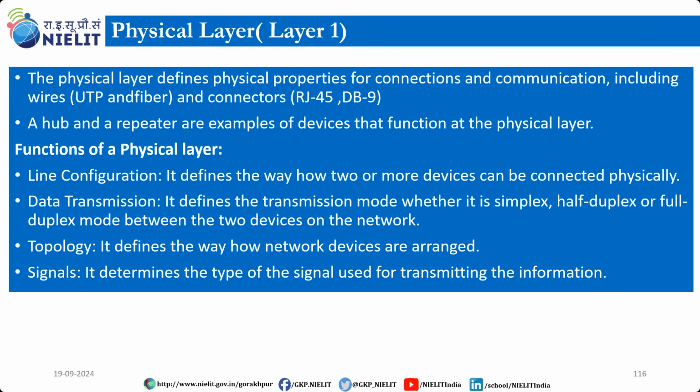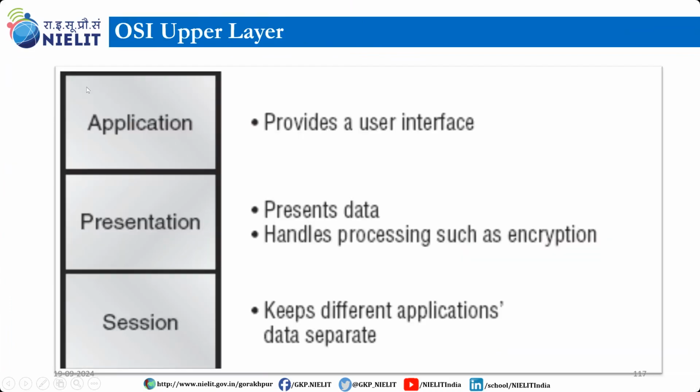The functions are line configuration, pin out, voltage, signaling technique, half duplex, full duplex, topology, physical topology, signal transmission technology, light wave, current, voltage. Whatever is there, it is associated with the physical layer. So layer 1. Summarizing the ISO OSI upper layers, there are 7 layers. The application, presentation and session layers contribute to the upper layers of OSI. Simplifying their functions: providing the user interface and presentation, presenting the data, handling processing such as encryption, decryption, compression.